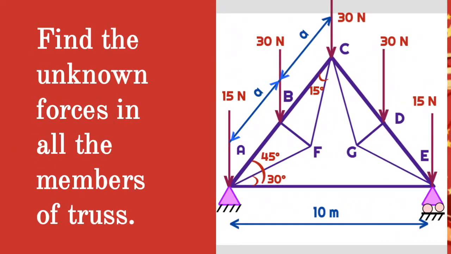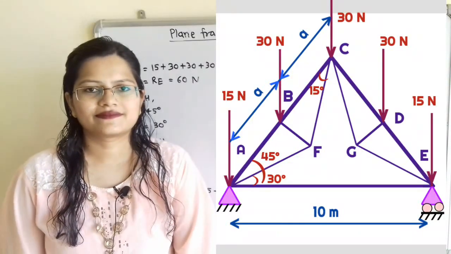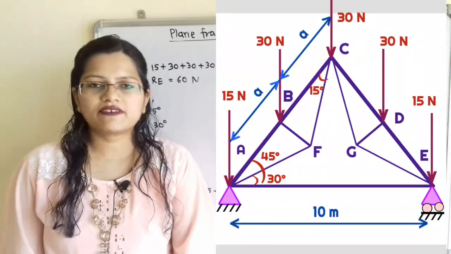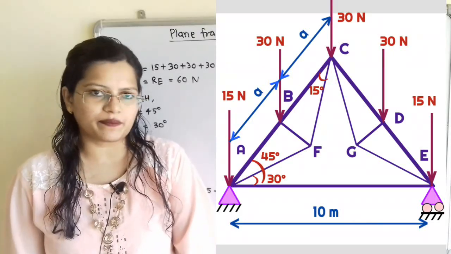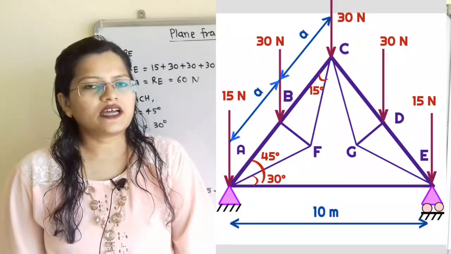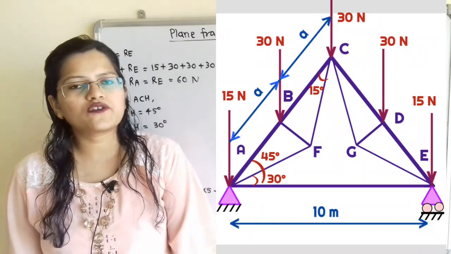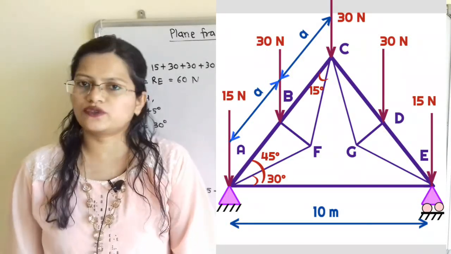Given question, find the unknown forces in all the members of the truss. In this question, we have to find out unknown forces in all the members. Let us understand the number of unknown forces at each joint.